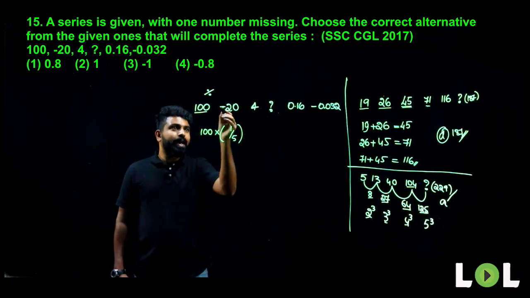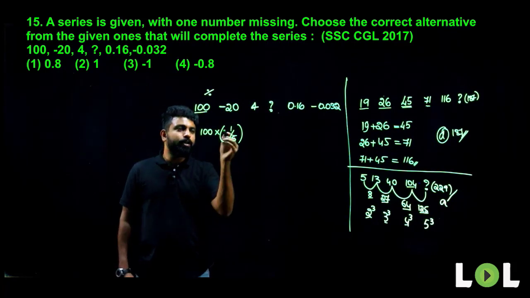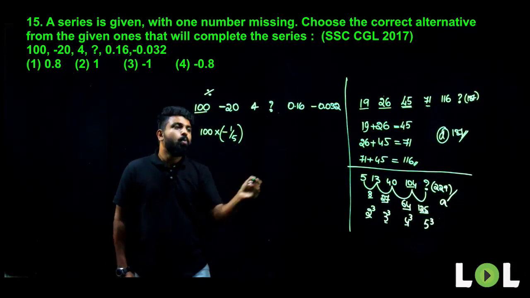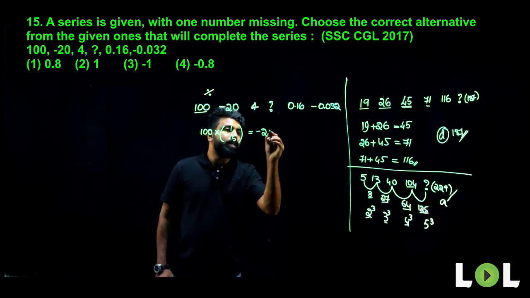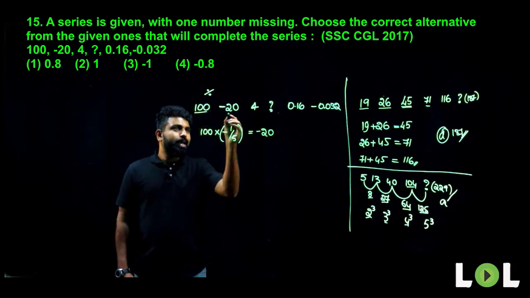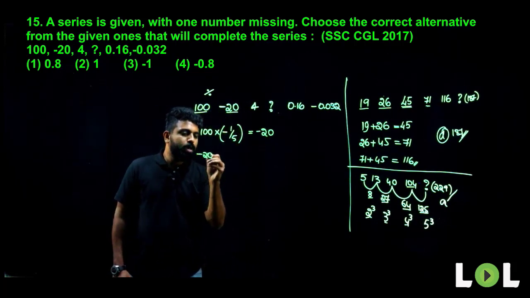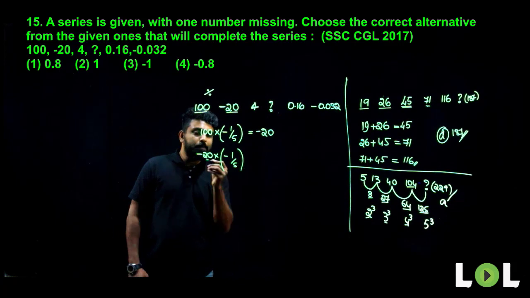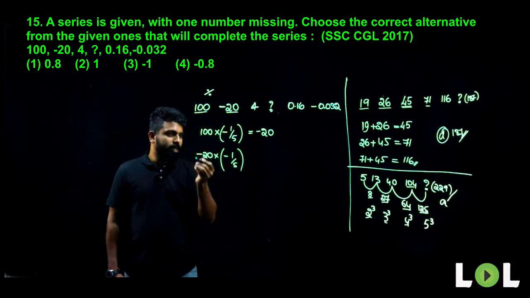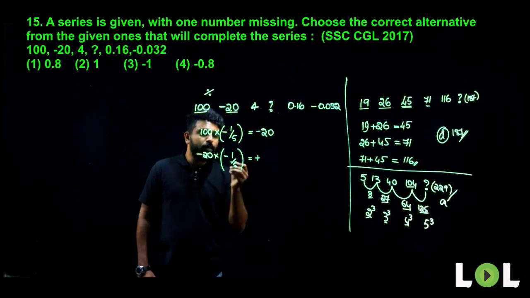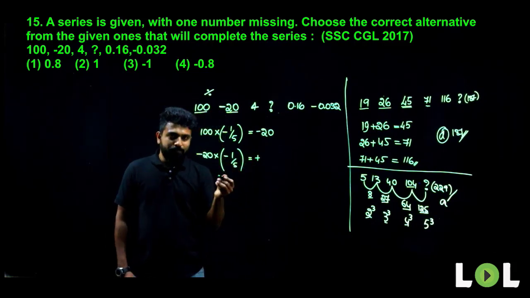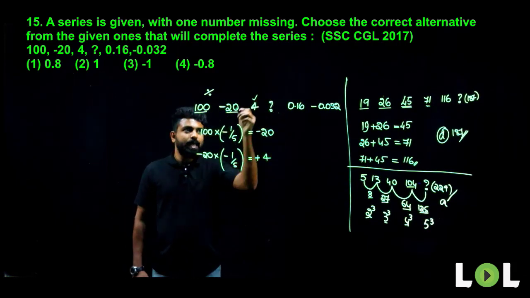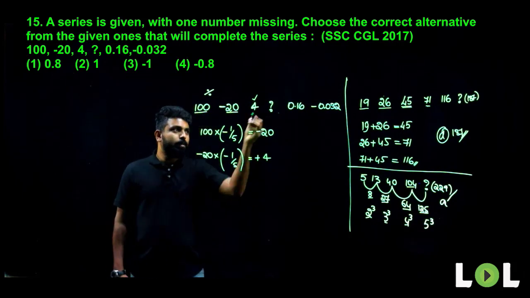Am I right? But then I have a negative sign here. So what do I need to do? I need to divide 100 by minus 5, meaning 100 into minus 1 by 5. What do I get? I get minus 20 here. Let me check with the same logic here. My second term is minus 20. I need to divide it by minus 5, or multiply it with minus 1 by 5. If I multiply minus 20 with minus 1 by 5, what do I get? Minus into minus is a plus. So 20 by 5. What is 20 by 5? We get 4. So we are getting the same answer here. So my next term would be my missing term. How do I get my missing term?